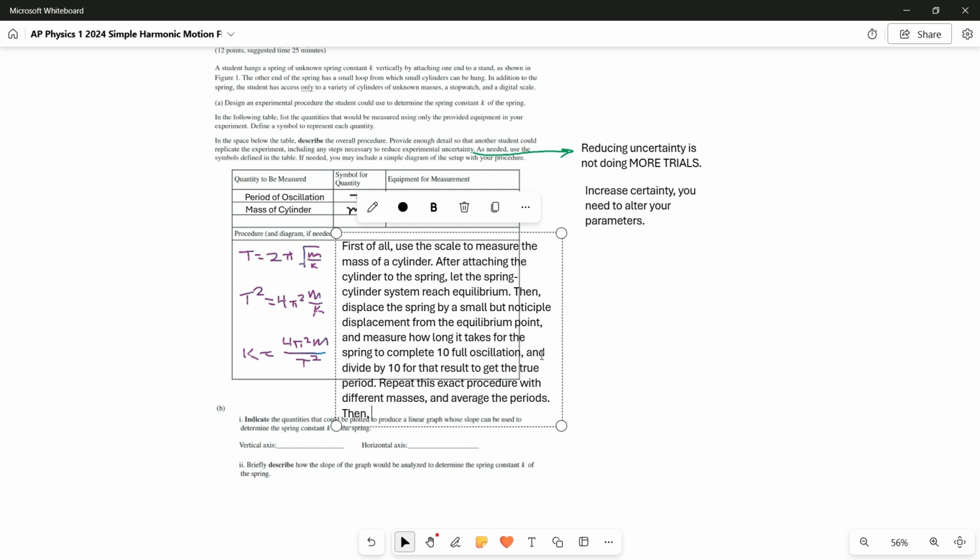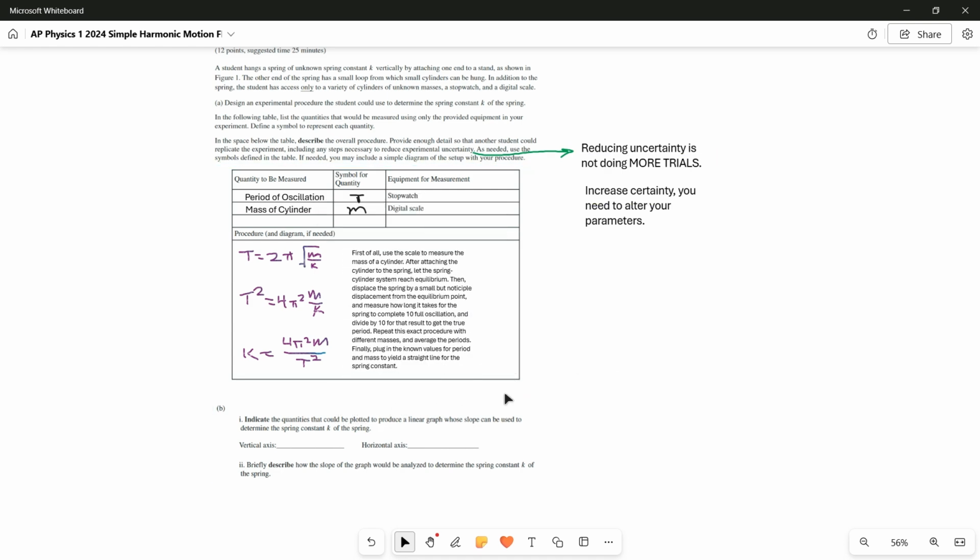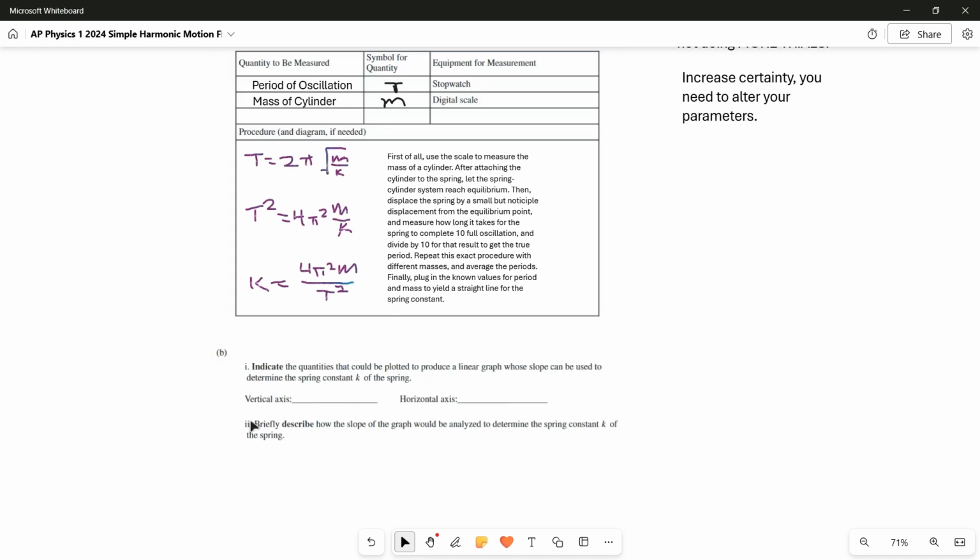Then, or we should say finally, plug in the known values for period and mass to yield a straight line for the spring constant. All right, so this would be our procedure over here, and we would be pretty much done. Okay, now part B is actually where I jumped ahead a bit.